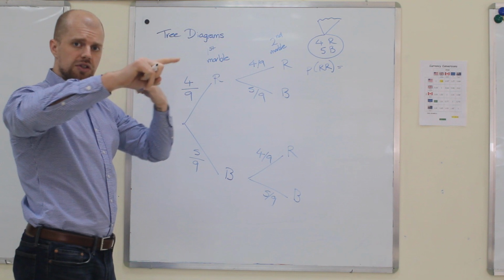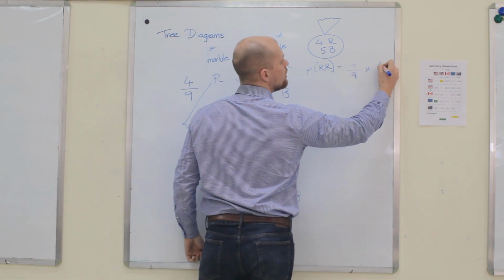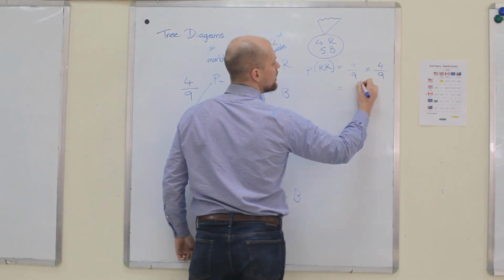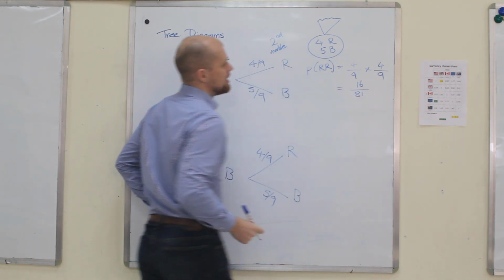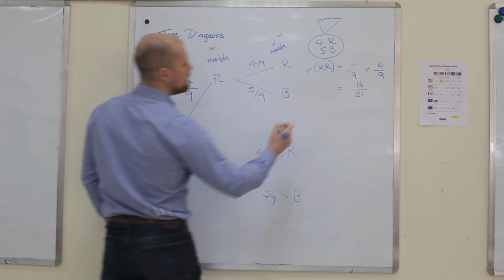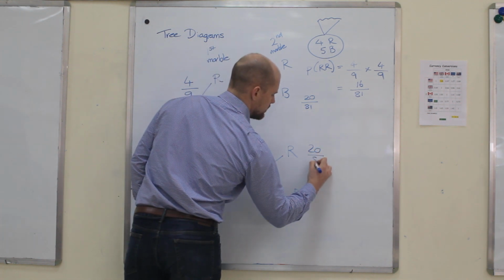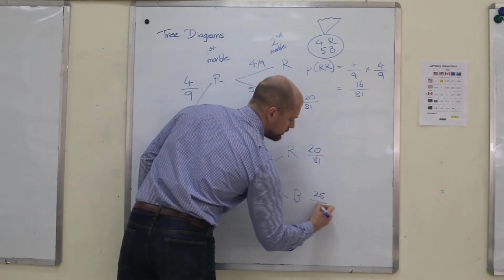Don't forget, multiply the top, multiply the bottom. So I get 4 over 9 times 4 over 9. Multiplying the top, you get 16, and the bottom is 81. See if you can work out why this is 20, this is 20, and this is 25.